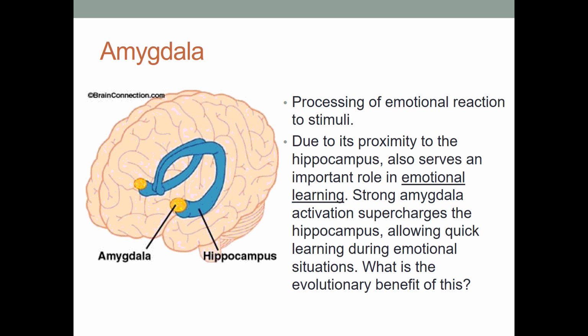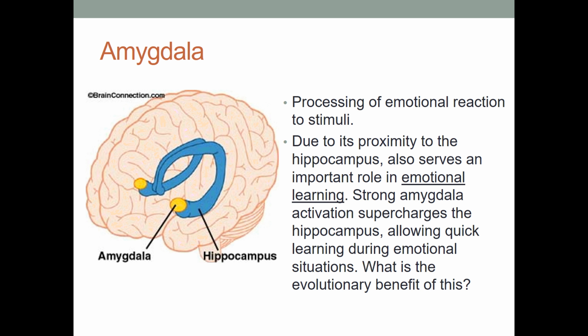If we move to the tip of the hippocampus, we run into a structure called the amygdala. And we've already learned a little bit about the amygdala, but the amygdala's primary responsibility is the processing of our emotional reactions to stimuli. And particularly, it allows us to have quick emotional reactions to things, particularly in response to fear and aggression stimuli. And then, of course, we know that a strong amygdala activation also supercharges the hippocampus, which creates flashbulb memories, which is review from our cognition unit as well.